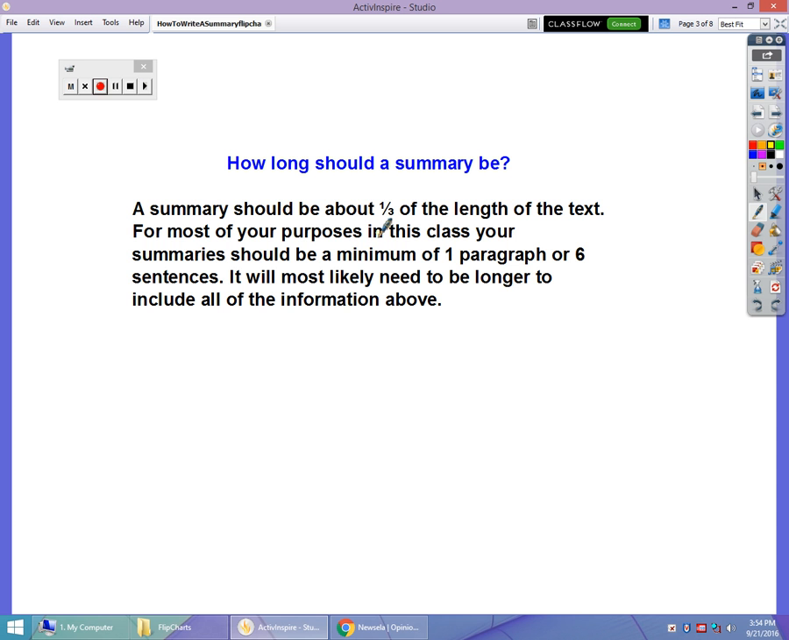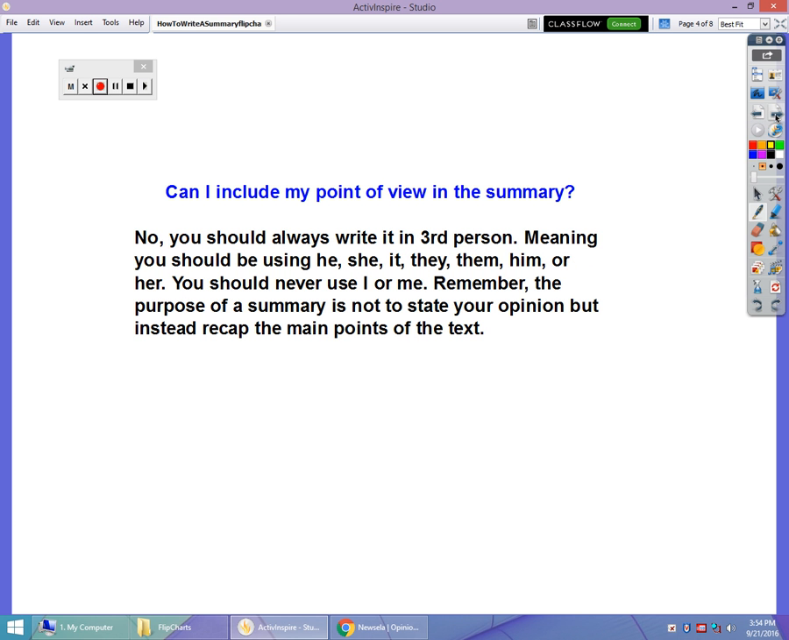So how long should the summary be? People say it's about 1/3 the length of the text, but for most purposes in this class, it's only going to be about one paragraph or a minimum of 6 sentences. So we'll most likely need to start to be a little longer the higher level text you read or the longer the texts are. It's okay if you write like a two paragraph summary.